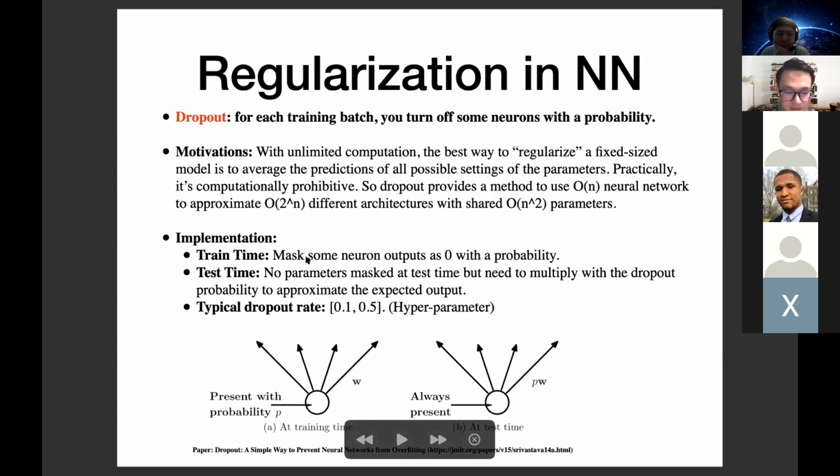For a typical dropout rate, you may choose 0.1 to 0.5. It's also a hyperparameter, so you need to adjust the dropout rate. I guess it should be in homework 3 part 2 or homework 4 part 2. You may need to use dropout to avoid overfitting, and you can add it as a regularization in your neural network.